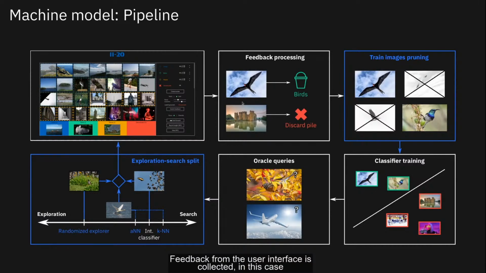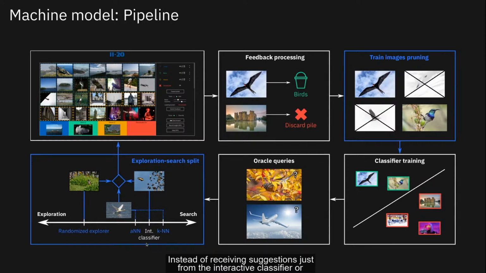Feedback from the user interface is collected. In this case, the user seems to be interested in birds. Then we might want to prune the train images, train the classifier. Then maybe the model asks a couple of Oracle queries, which is verifying the images the model is least sure about. So is this a bird? Is this a bird? And then we move towards producing the suggestions, which is where the magic happens.